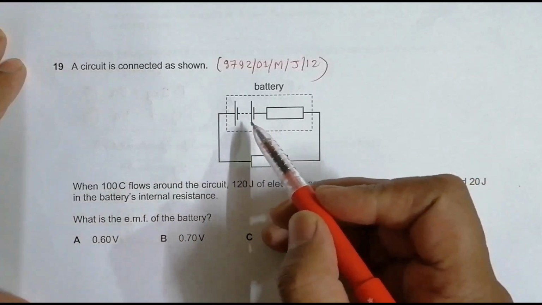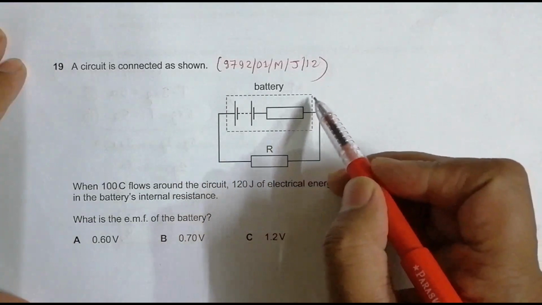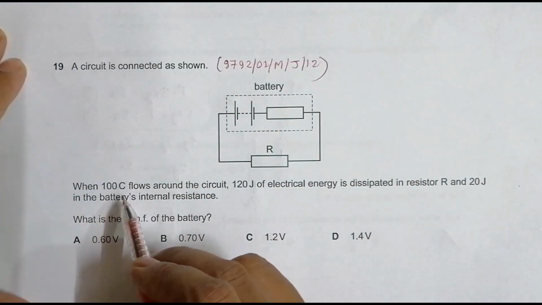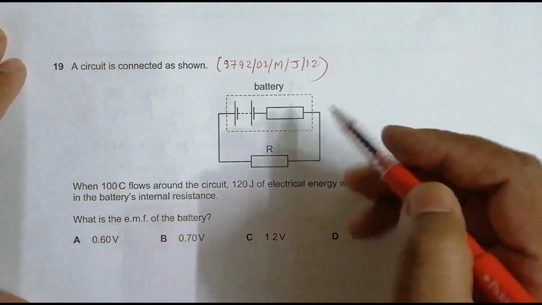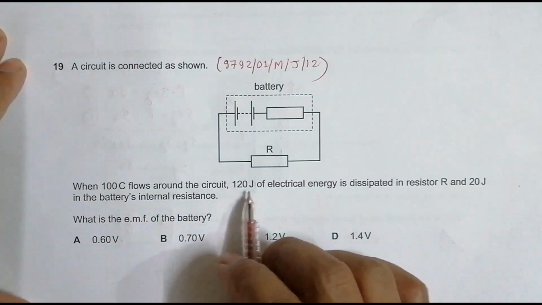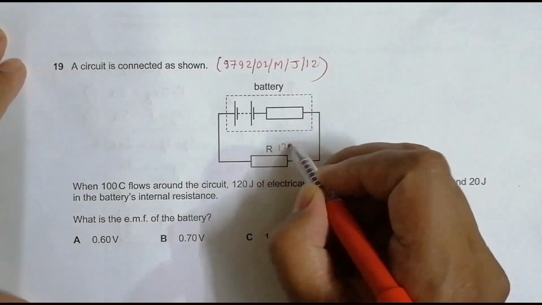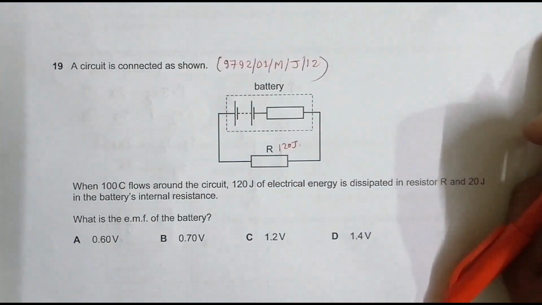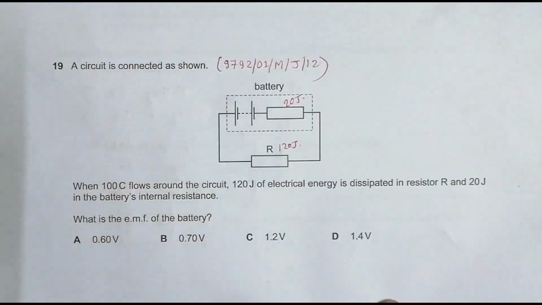So it has got internal resistance, so that's why it has been used inside a dotted box. When 100 coulomb of charge flows around the circuit, 120 joules of electric energy is dissipated in resistor R. So here it is 120 joules of energy, and 20 joules in the battery's internal resistance. So here it is 20 joules. Now with this data we have to find the EMF of the battery.